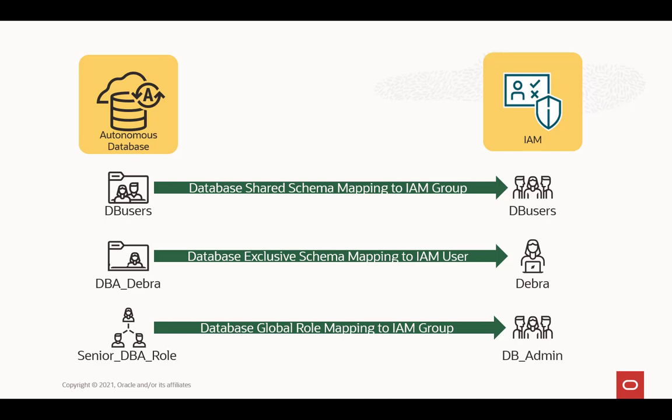The operational efficiency of this is that through shared schemas and global roles, joiners, movers, and leavers within an organization can all be managed within IAM without having to make subsequent changes in each database that user is associated with. So there's an increase in operational efficiency with centralized role management and higher security.